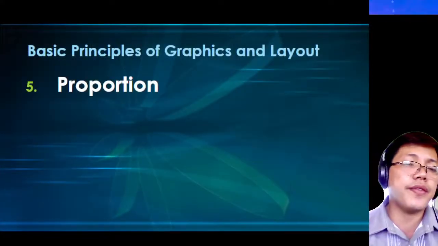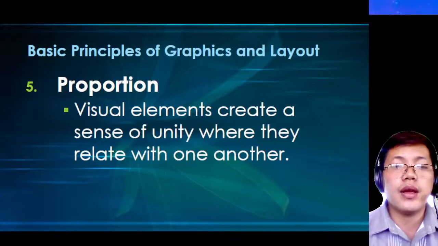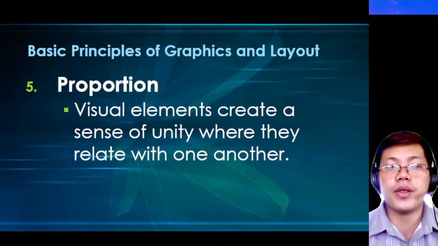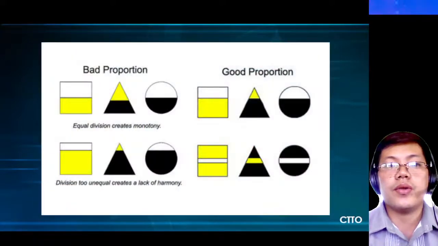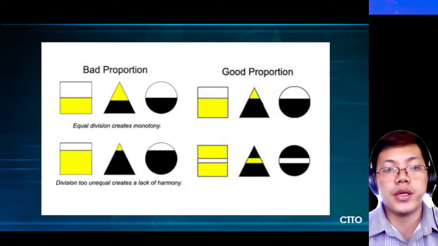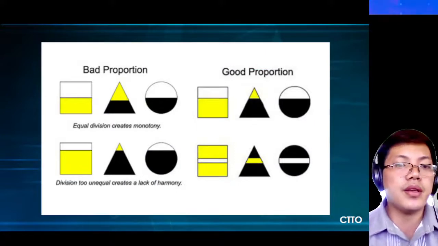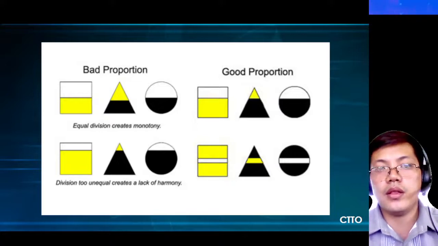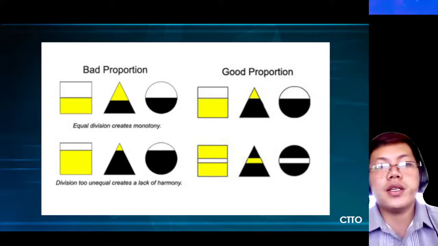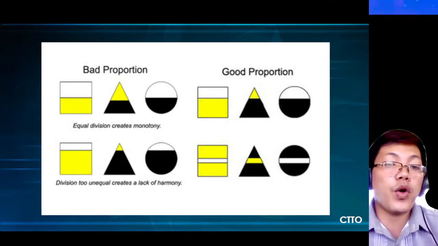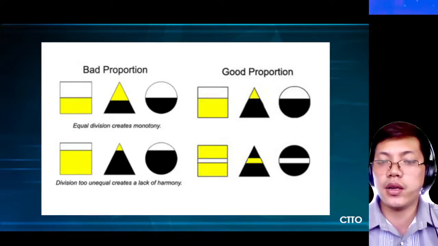And the next one, the fifth one, is proportion. It's the visual element which creates a sense of unity where they relate with one another. So these are the examples of bad proportion, as if they are equally divided. The one is a bit too dominant than the other colors. Okay, and the good proportion somehow still shows the colors, but does not overpower the other contrasting color.